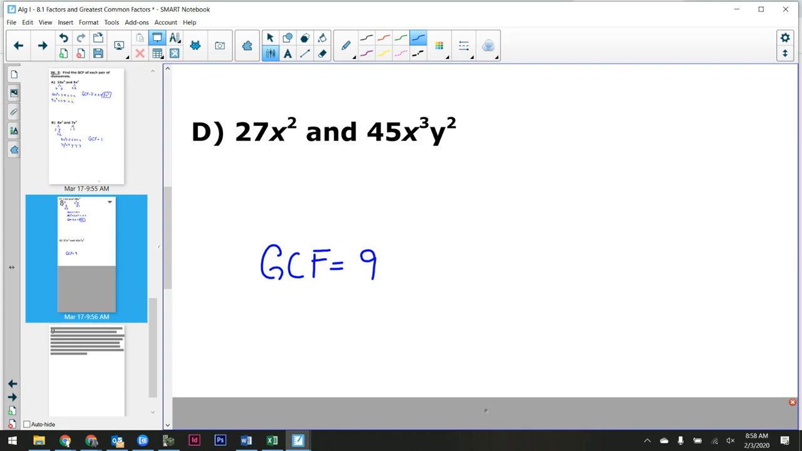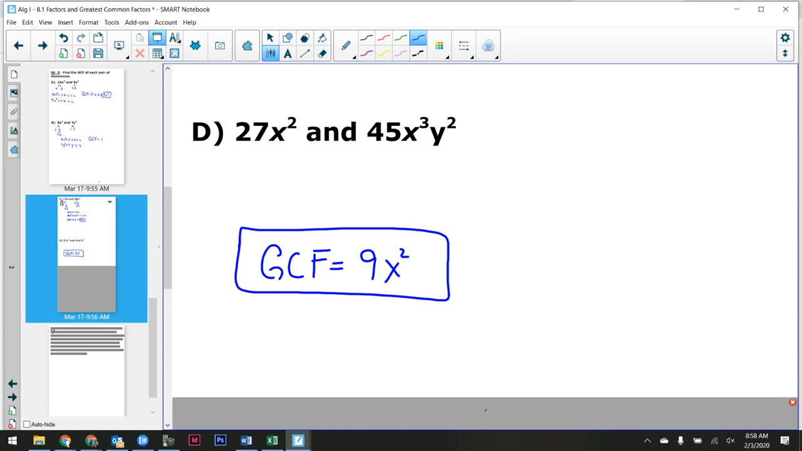Okay, now I take the pieces in common. X squared and x to the third. They both have x's, right? So what's my smaller power on x? 2. Do they share any y's? Do they both have y's? No. So that does not get included in our common factors. So our GCF is 9x squared.